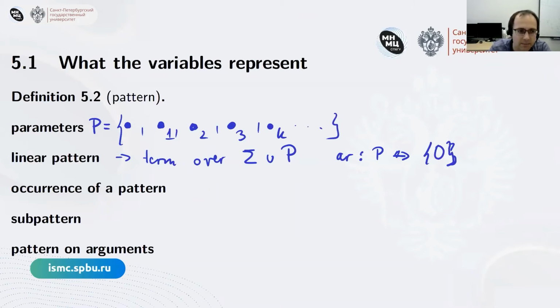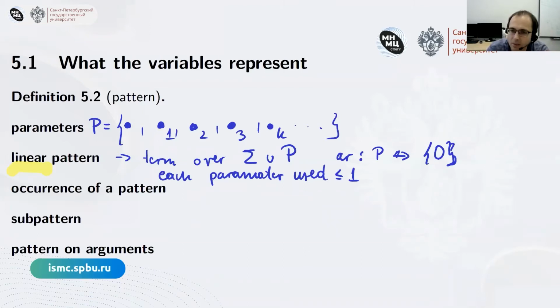And it's linear, meaning that each parameter can be used at most once, which corresponds with this previous discussion that the variables can use the argument at most once. Okay, so this is a pattern.